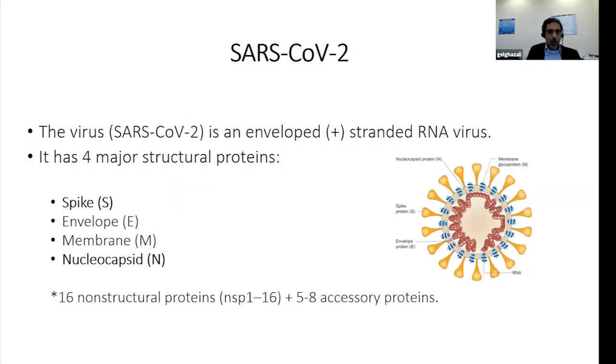The virus, SARS-CoV-2, is an enveloped positive stranded RNA virus. It has 4 major structural proteins on its surface, including the S-spike antigen, the envelope E, the membrane M, and the nucleocapsid N. This is in addition to 16 non-structural proteins, numbered 1 to 16, and about 5 to 8 accessory proteins.